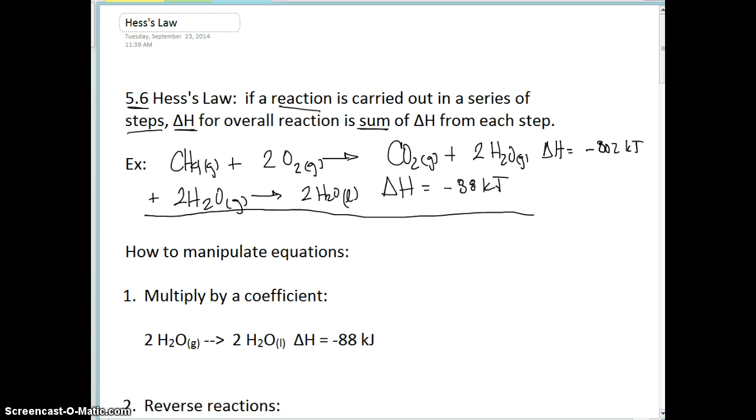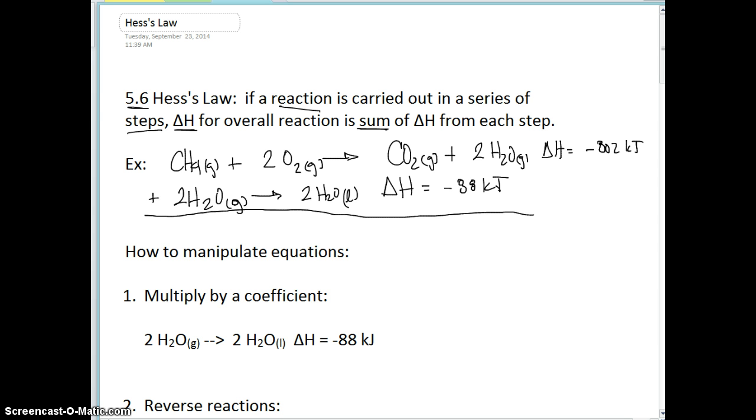And what we would do, when we sum up these two steps, is look for anything that we can cancel out. Anything that is the same on one side of the arrow and the other, meaning we have to have the same reactant and product that we could cancel out. So what we're going to look for is, do we have any reactants and products that are the same state of matter and the same chemical species, and we can cancel those out.